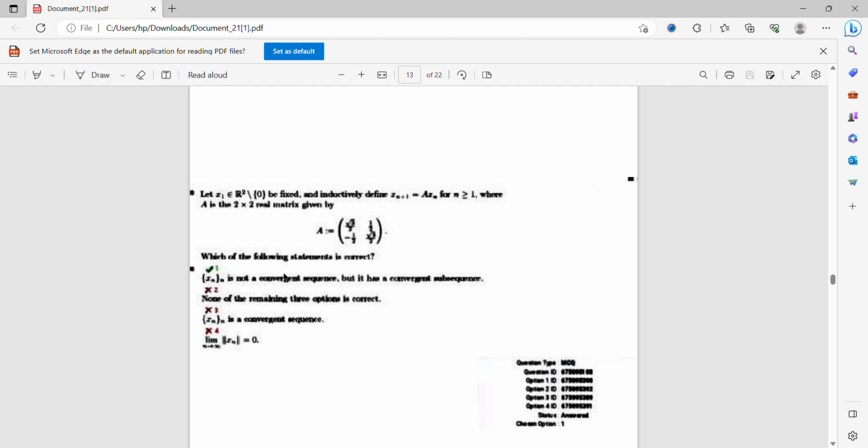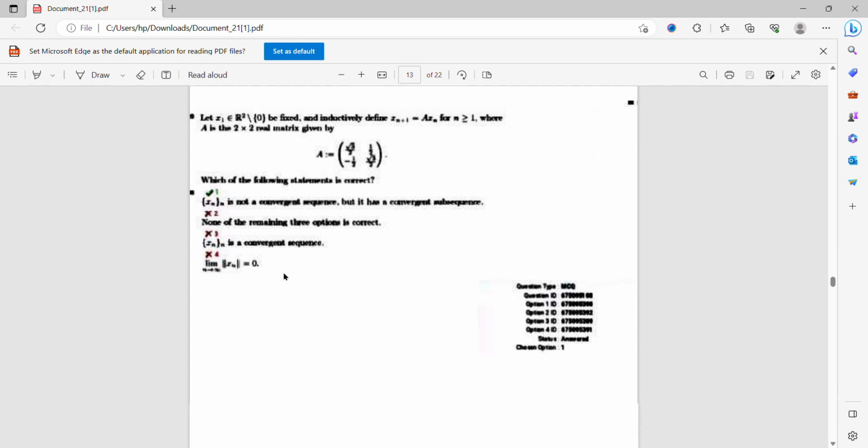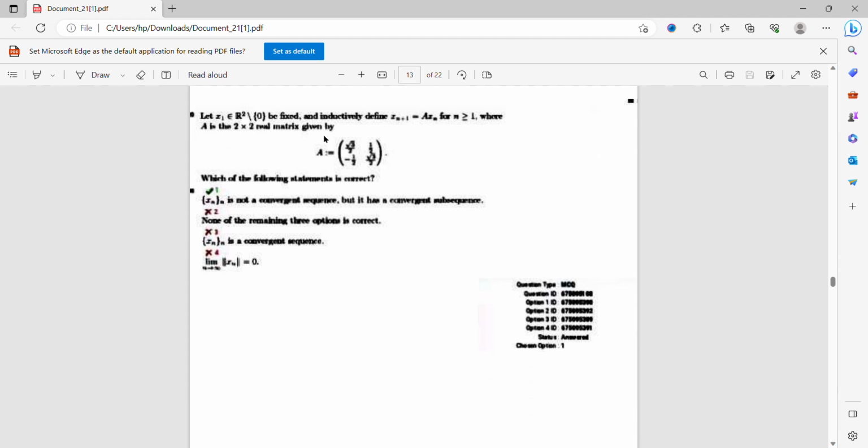It is a simple problem but a tricky problem. It is given that x1 is a non-zero vector in R2, which is a fixed vector, and we are inductively defining a sequence: the (n plus 1)th term of the sequence is basically obtained by operating the matrix A on the nth term. So x(n+1) is basically A xn. Here the matrix A is a 2 cross 2 matrix: root 3/2, 1/2, minus 1/2, root 3/2.